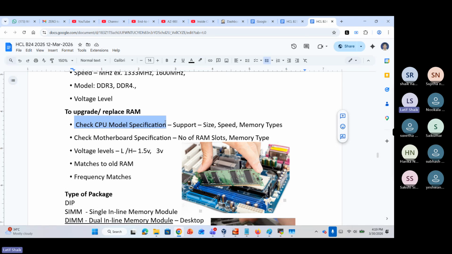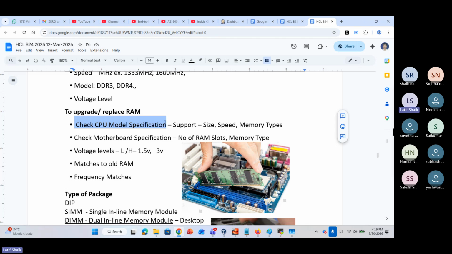Another one is voltage levels. Your motherboard's RAM voltage level support is also required. Is it an L model or H model, like that. So the best way is to go with your old RAM. Check the existing RAM in the system and see what its details are: speed, model, size, voltage levels. So better go with that existing or old RAM.